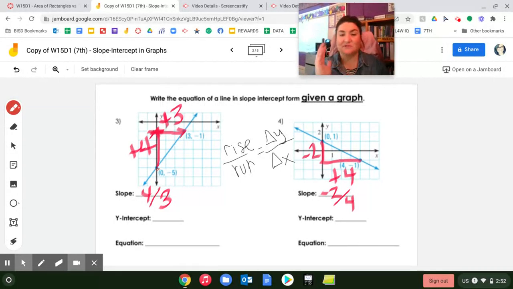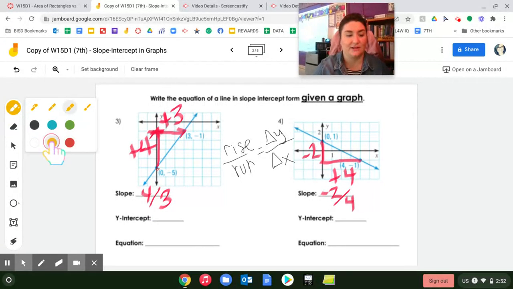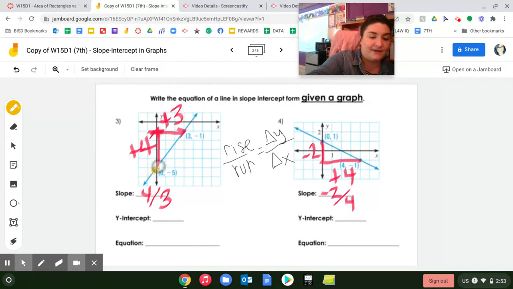Now, y-intercept is my starting point. It's where x equals 0. It's where your line is crossing the y-axis. So I'm going to highlight this point in yellow. This is my y-intercept, where my line and my y-axis are intercepting. Over here, my line and my y-axis cross each other right there. That's my y-intercept. So over here, my y-intercept is -5. On number 4, my y-intercept is 1.